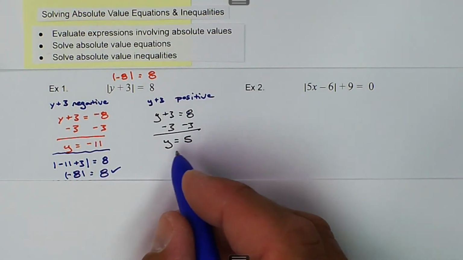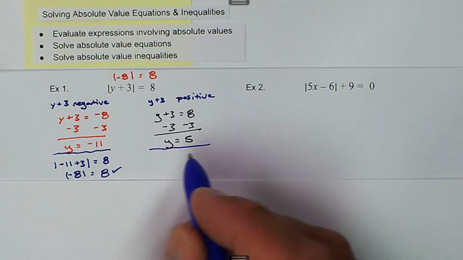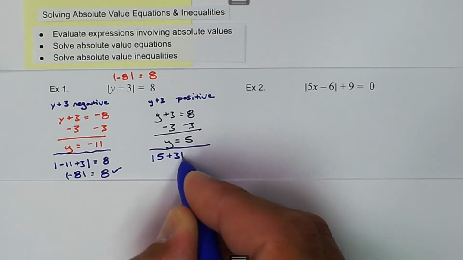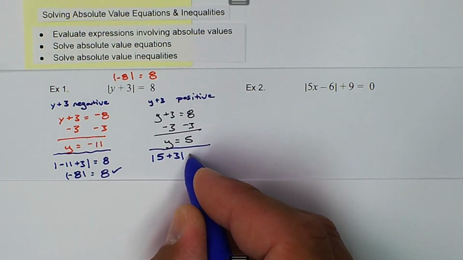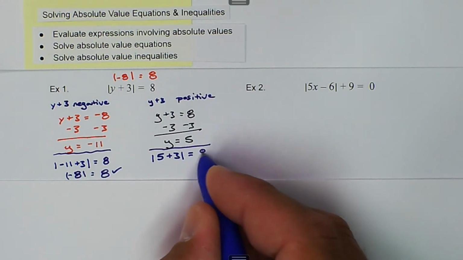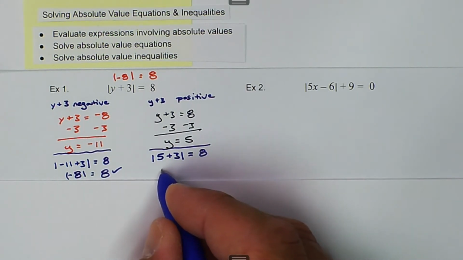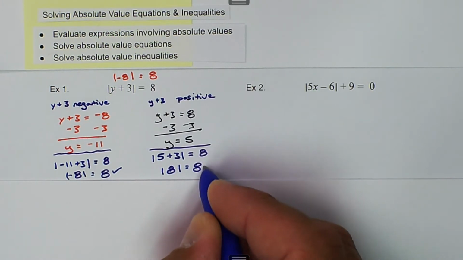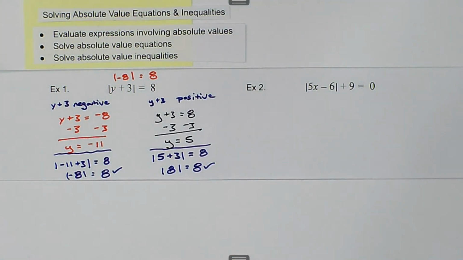And then we can check the same thing on the other side. Just substitute 5 in. So we have the absolute value of 5 plus 3 is equal to 8. So the absolute value of 8 is equal to 8, and that is true. So in this case, we don't have any extraneous solutions.